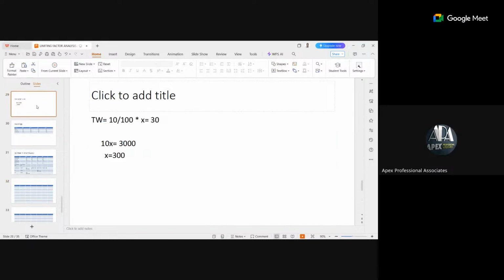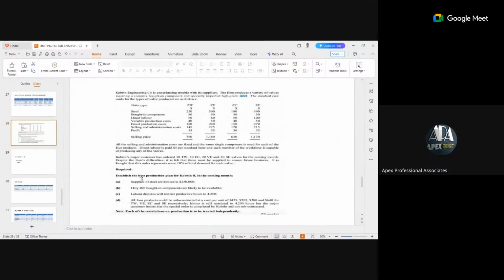All right, let's go back to the question. Let's see what the question is saying again. B, only 4,000 bought-in components are likely to be available. This is another case of limited resources. Take note, we've made a clear explanation. Now, this 4,000 is not in value, right? It's not in monetary terms, isn't it? Yes, sir.